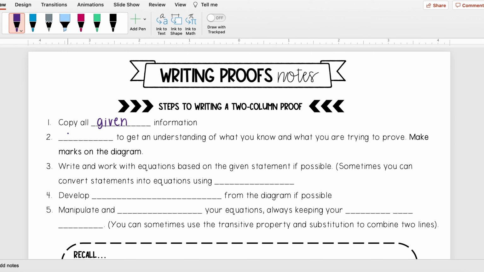Your second step is to pause to get an understanding of what you know and what you're trying to prove. Here's a good step: make marks on your diagram. For instance, if you're given that AB is equal to CD, you'll want to go in that diagram and actually mark those tick marks to show that those segments are equal to one another.